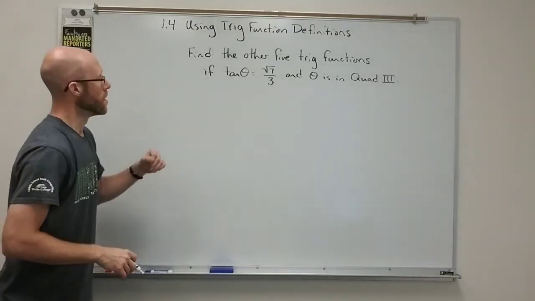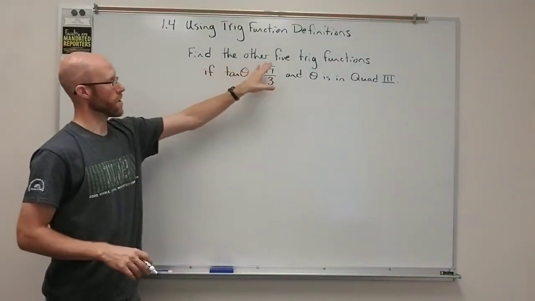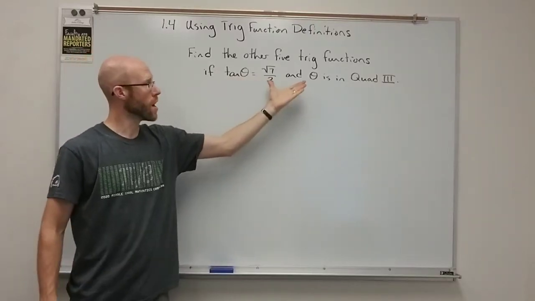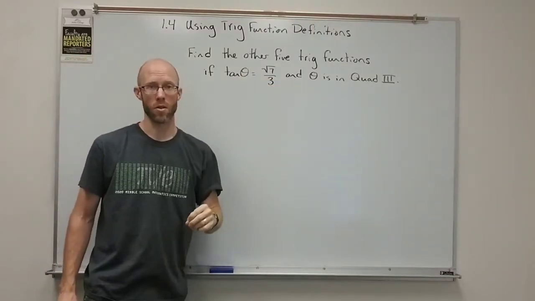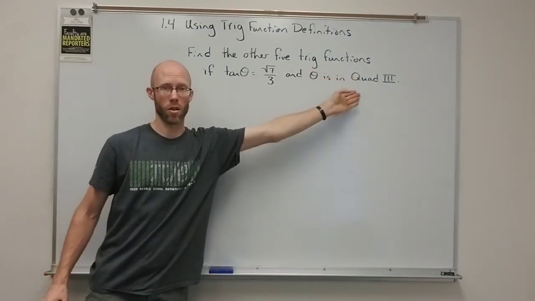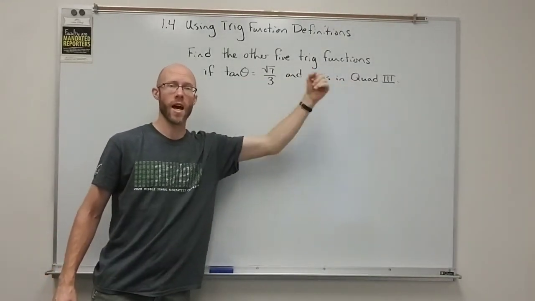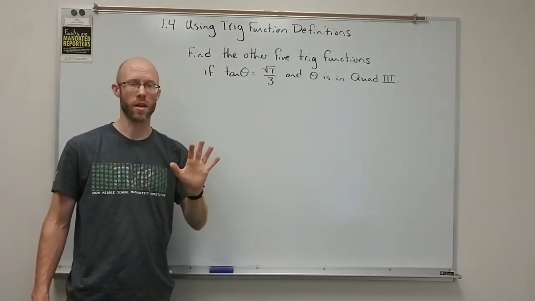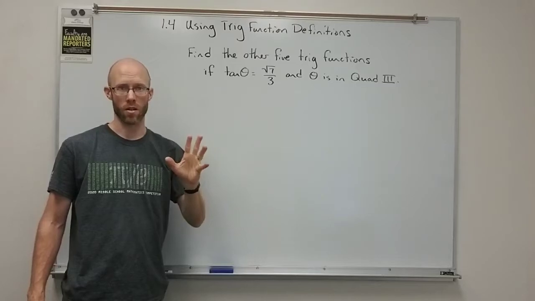Okay, so the problem I have here: find the other 5 trig functions if the tangent is root 7 over 3 and theta is in quadrant 3. So I'm given 2 pieces of information, the value of the tangent and the quadrant of the angle, and I'm asked to find the 5 other trig functions, the sine, cosine, secant, cosecant, cotangent. Okay.